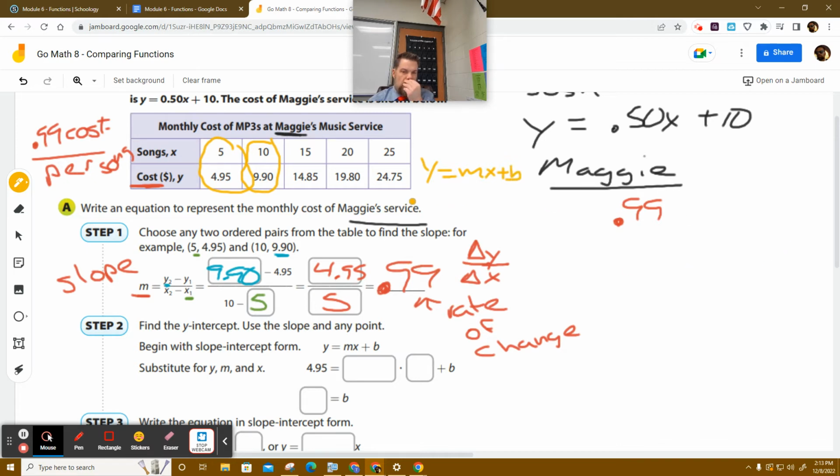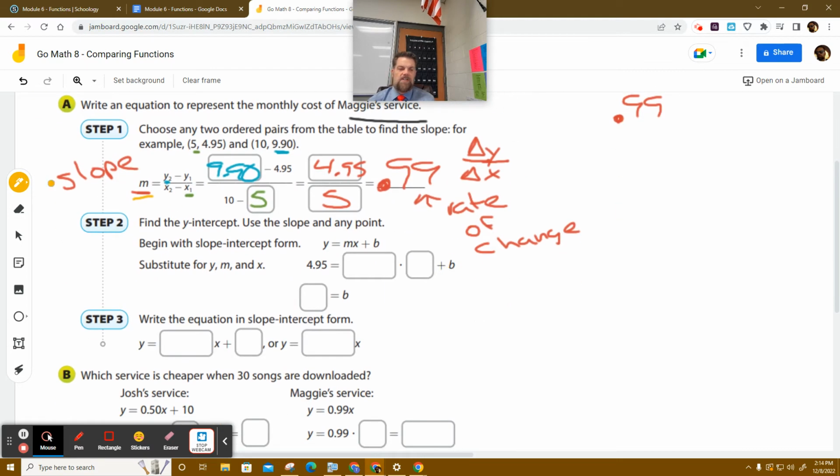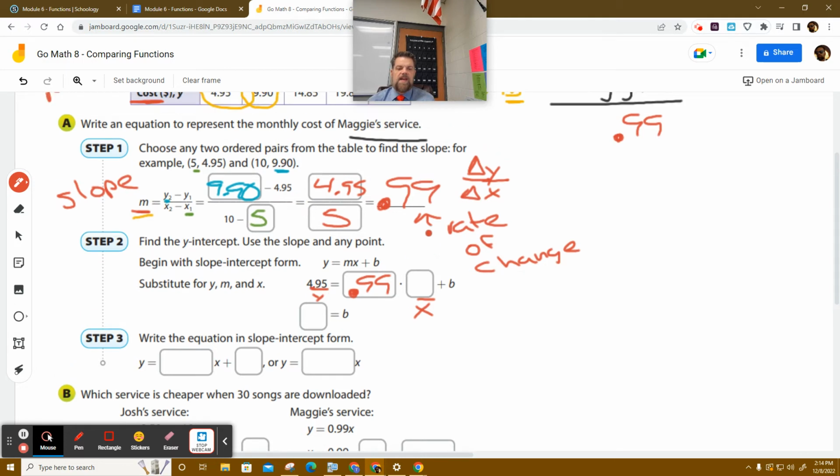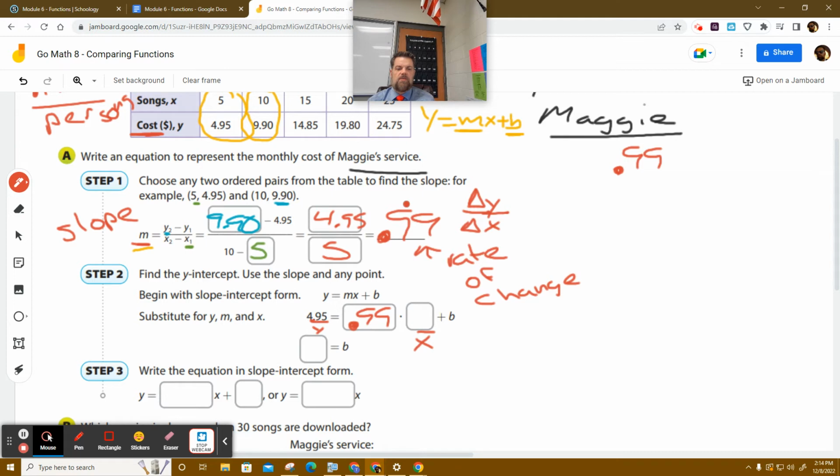All right. Well, what else do we need to find that equation? Well, we have m. M is equal to 0.99. What's the other thing we need to find? The y-intercept. We know the y-intercept occurs when x equals 0, but we don't have that listed in the table. So what we're going to do is solve for b. We're going to plug in this 0.99 times an x value. Remember, this is an x value. Remember, this is a y value.